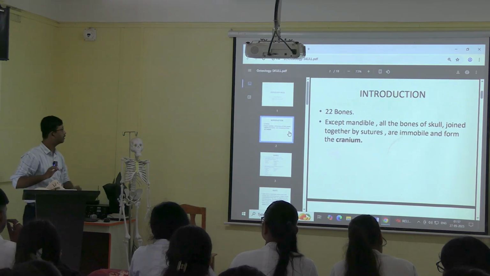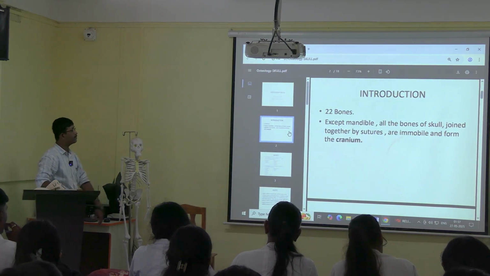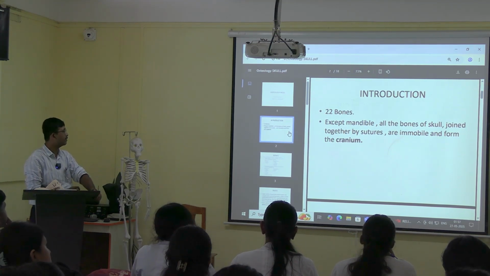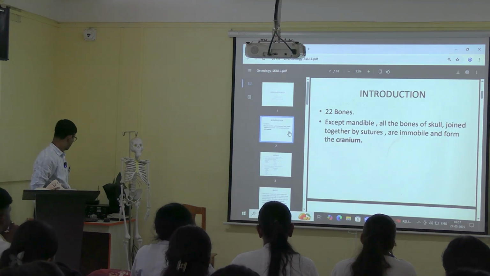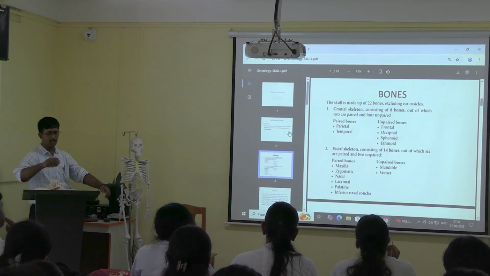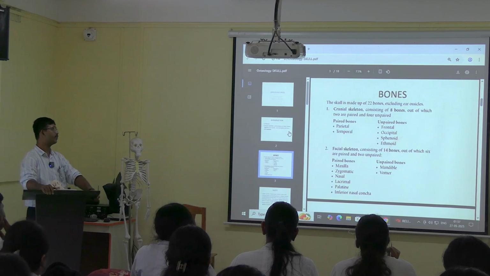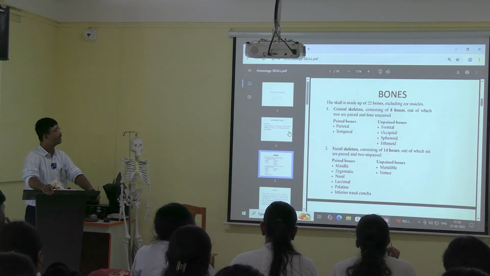Now, except the mandible, all the bones of the skull are joined together by sutures and they are immobile and they form the cranium. Now, what are the different bones of the skull? So basically the skull is made up of 22 bones in total, except the ear ossicles.